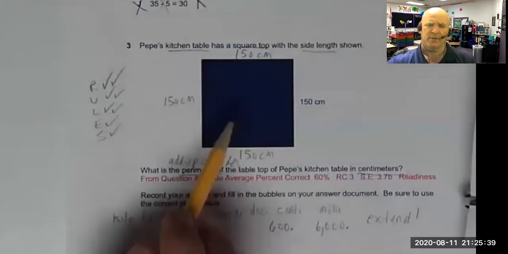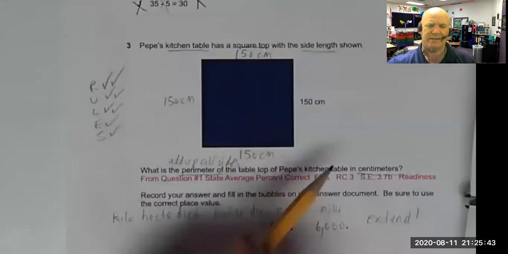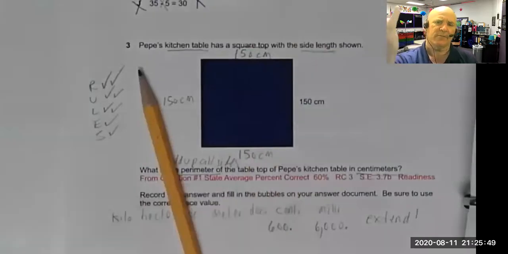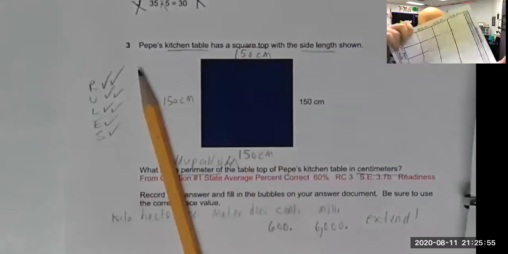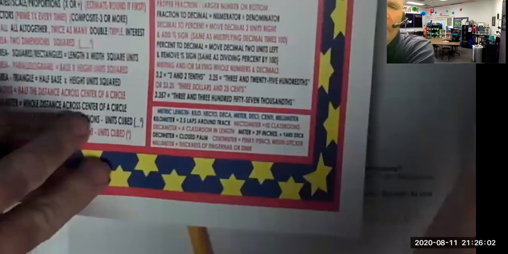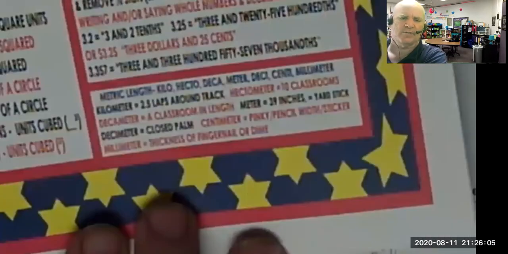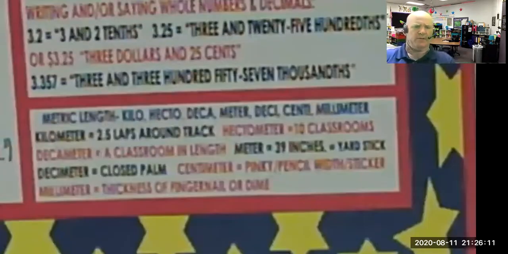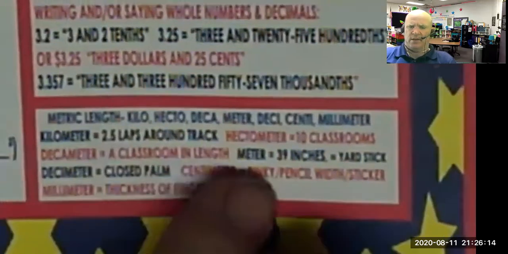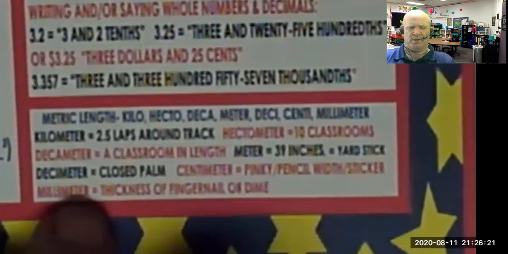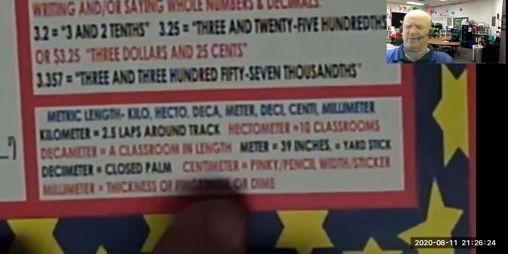The tabletop of Pepe's kitchen table in centimeters. A centimeter is the thickness of this pencil, the thickness of my pinky, and if you look at the operations part of the mathematics chart, I want to show you in the lower right-hand corner of the operations page. It actually kind of gives you some clues there. It says a centimeter is a pinky, a pencil width, a sticker, and a millimeter, which we're going to discuss in a moment, is the thickness of your fingernail or the thickness of a dime.